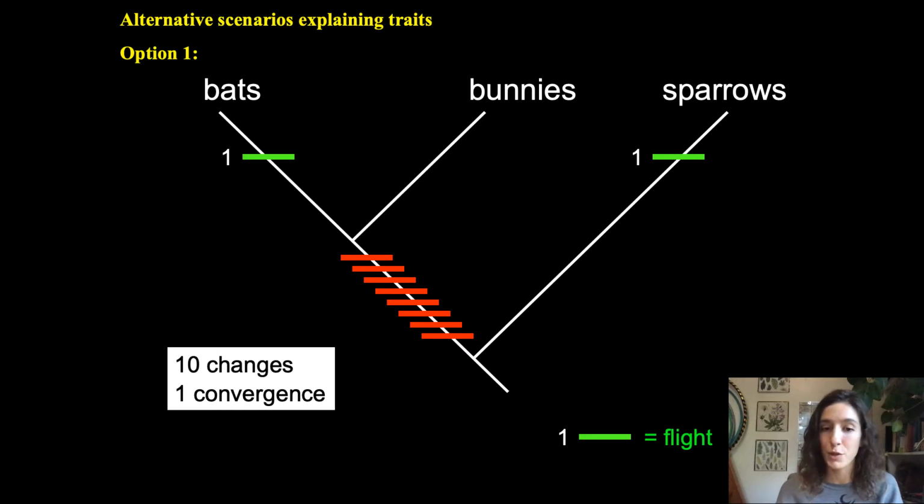Notice that none of those red dashes are on the way to the bird lineage, the sparrows here. Well, it's because the sparrow doesn't have those fancy ear bones and a particular skull and warm-bloodedness and mammary glands and fur. No, birds don't have any of those. In fact, the only thing that a bird has in common with a bat is the wings.